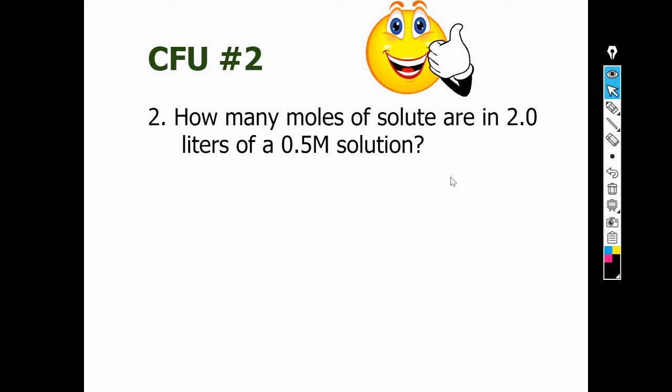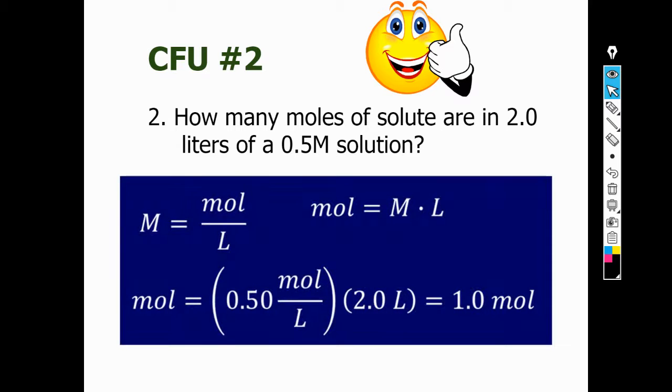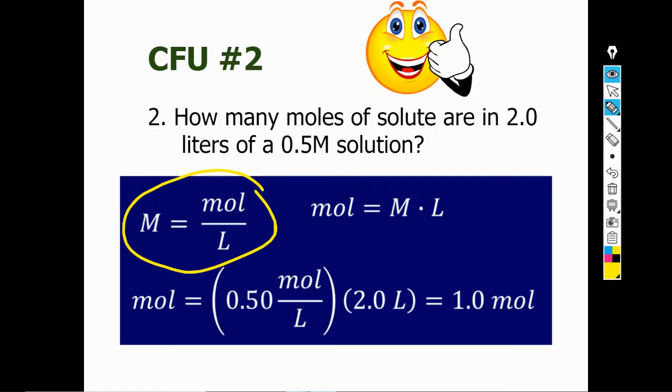For number 2, it says how many moles of solute are in 2 liters of a 0.5 molar solution. So on this one, they're asking for moles. Using either the triangle or some algebra, I can figure this question out pretty easily. We start off with our equation, molarity equals moles per liter. We do some algebraic maneuvering. That liters is on the bottom, so it's going to go up there, which gives us molarity times liters.